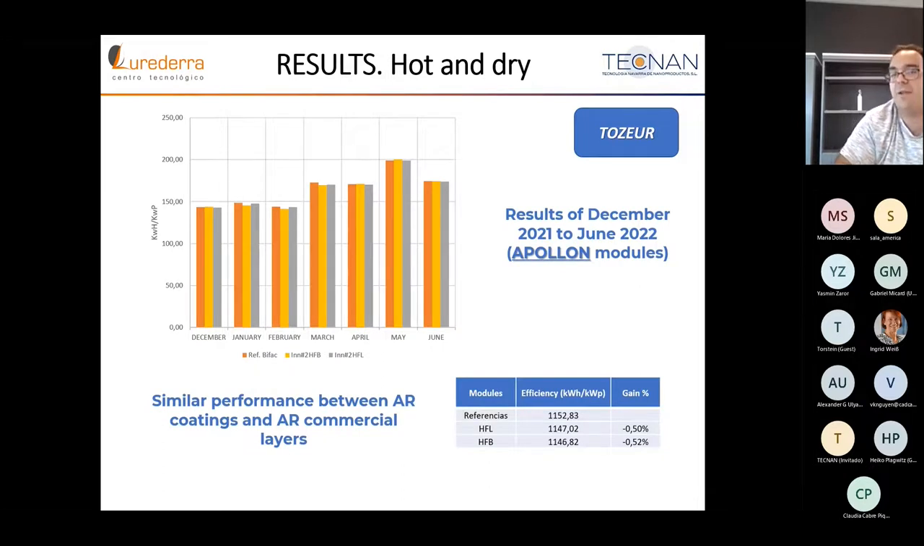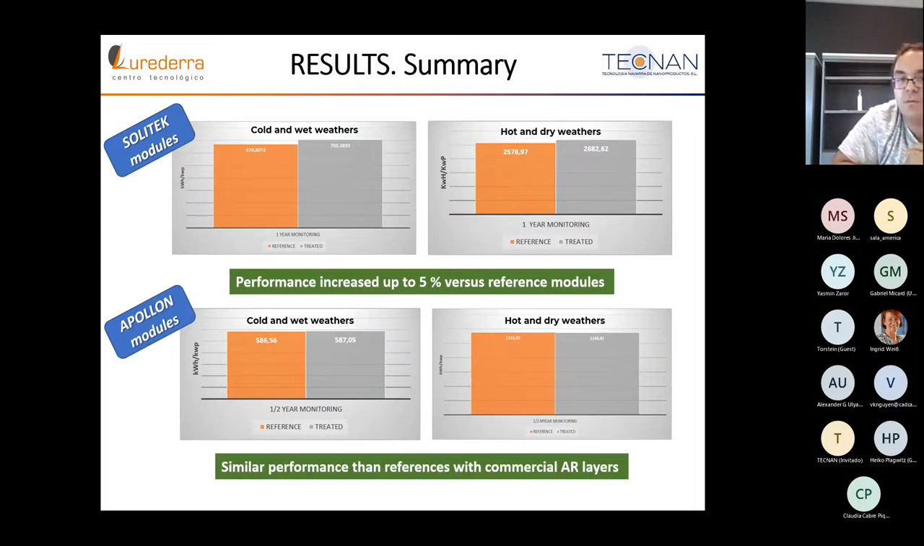Similar in the other places, when we use the Apollo modules with our coatings and compare with the commercial layer, we saw a similar performance between the panels. So, in a brief summary, when we use the Solitech modules, we have achieved an increase of up to 5% more or less versus the reference modules in both types of weather, cold and wet or hot and dry. And when we study the performance in Apollo modules, we have seen a similar performance with our nanocoatings as with the commercial anti-reflective layers.